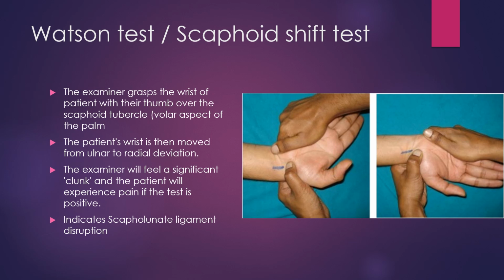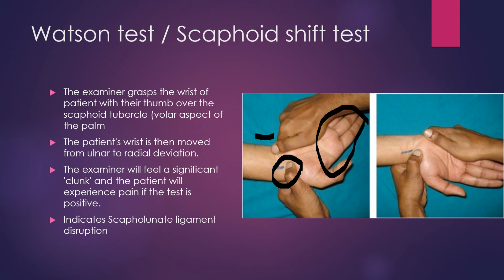Then there is the Watson test, or scaphoid shift test. The examiner grasps the wrist of the patient with their thumb over the scaphoid tubercle. So with this hand, he is holding the scaphoid tubercle. The patient's wrist is then moved from ulnar to radial deviation. This is ulnar, your ulna is in this part. So this hand is in ulnar deviation.